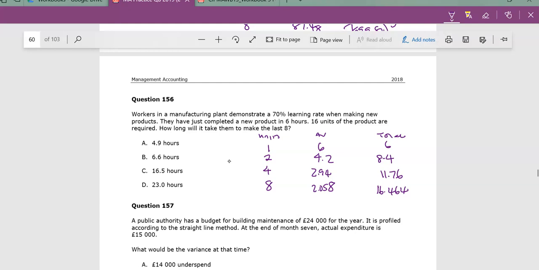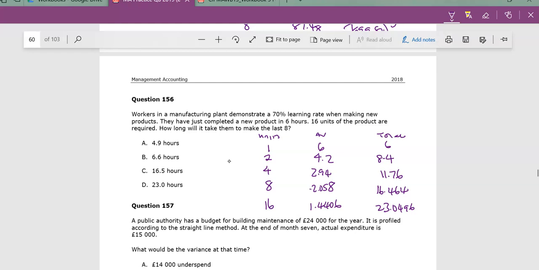So this question says that 16 units are made, 16 units are required. So I found the first 8. Now I need the last 8 because it's the difference I need. So again, I do 70% times this, 70%, right? 70% times 2.058, and I get 1.4406, and therefore the total time becomes 23 hours, if you like, and then you have that.